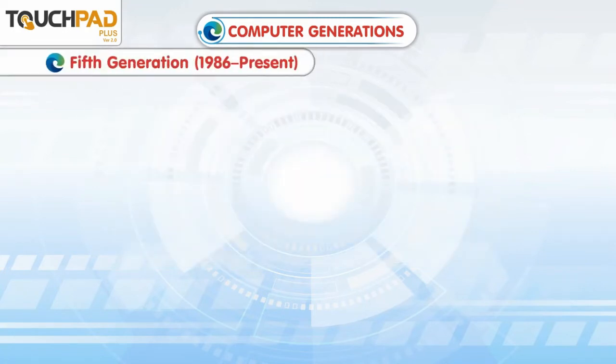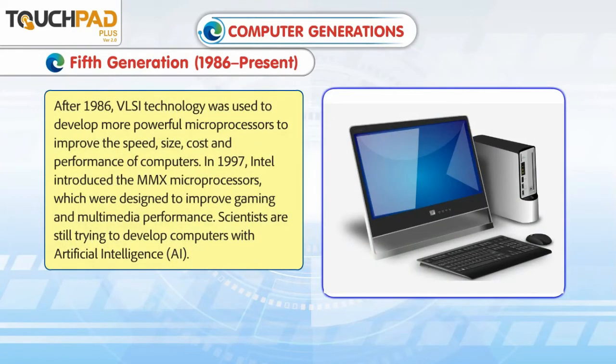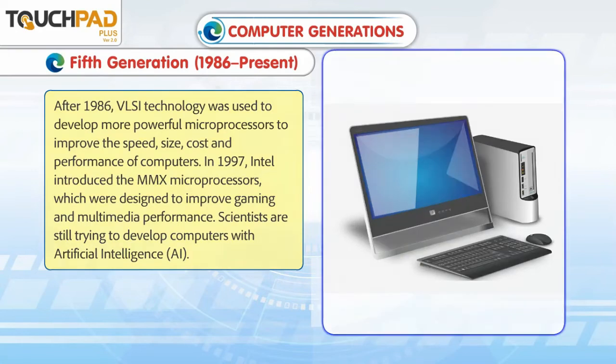Fifth generation, 1986 to present. After 1986, VLSI technology was used to develop more powerful microprocessors to improve the speed, size, cost, and performance of computers. In 1997, Intel introduced the MMX microprocessors, which were designed to improve gaming and multimedia performance. Scientists are still trying to develop computers with artificial intelligence, AI.